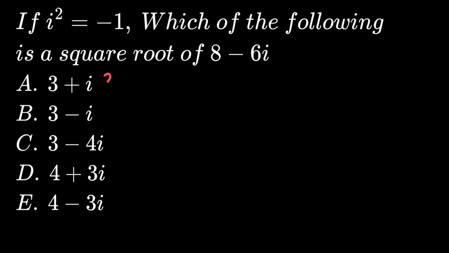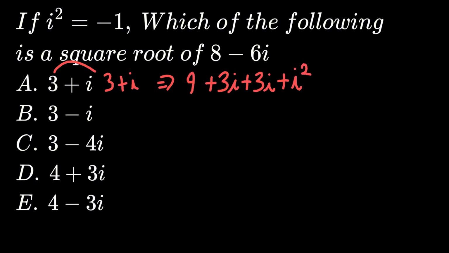So if we multiply 3 plus i times 3 plus i, we FOIL, we'll get 9 plus 3i, with our inner terms another 3i, and then our last terms plus i squared.